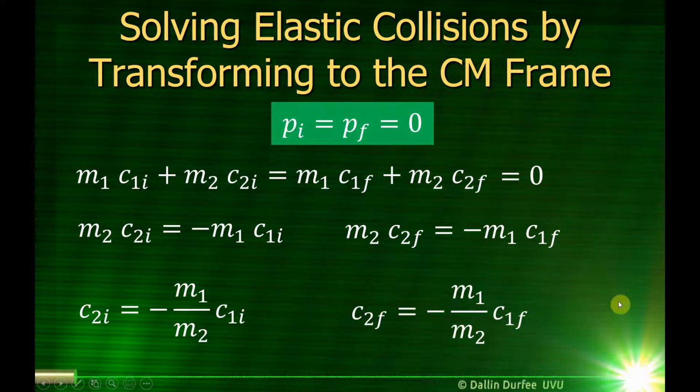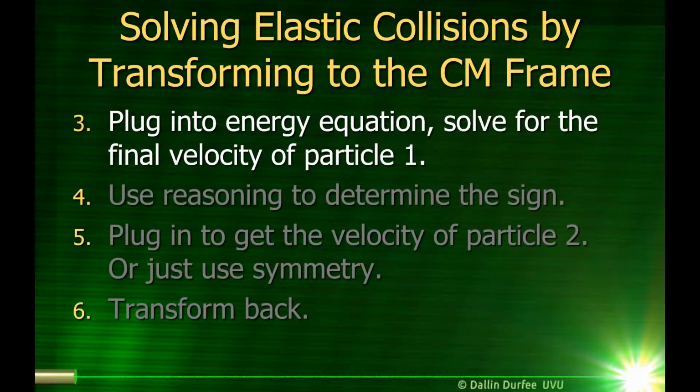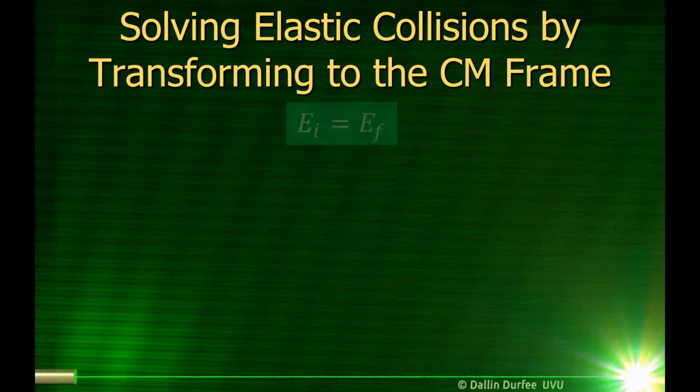So I can plug those now into my kinetic energy equation and totally get rid of the velocities of particle 2 and get something I can then solve for the final velocity of particle 1. So that's the next step: plug into the energy equation and solve for the final velocity of particle 1.